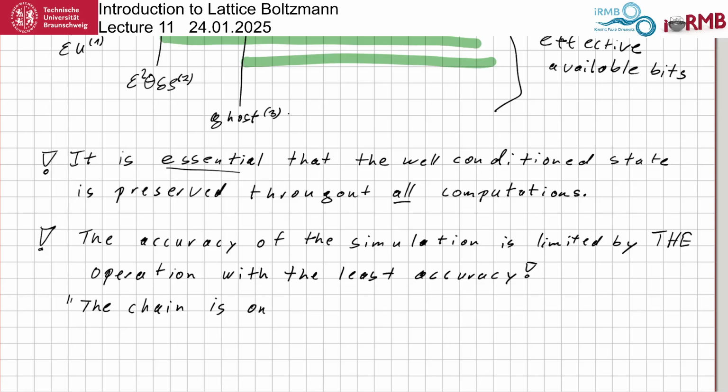The chain is only as strong as its weakest link. I'm pretty annoying here. You can run simulations without this, but if you have a requirement for a certain accuracy, then you have to follow this rule. So if you need to be at industry precision, this needs to be fulfilled.